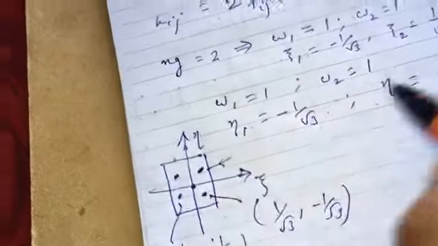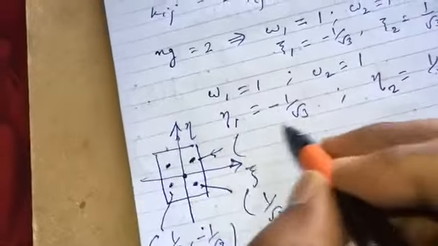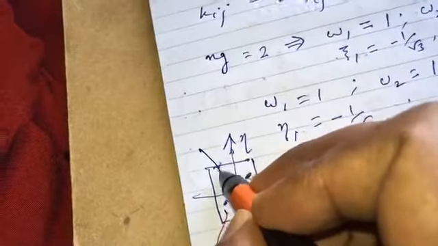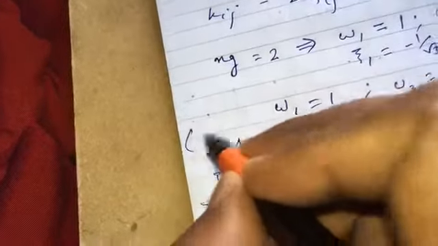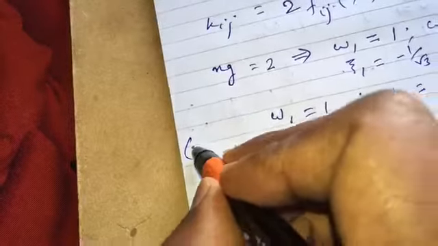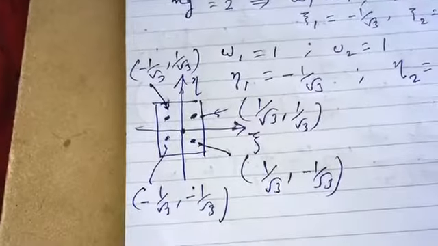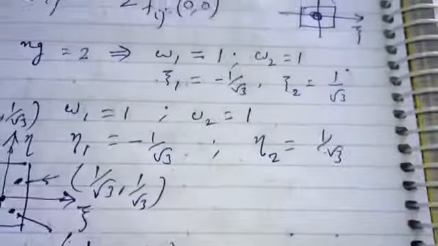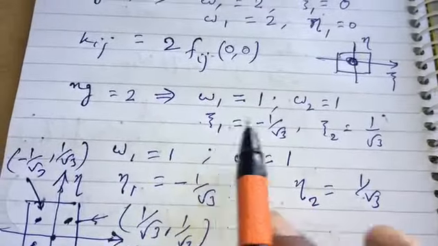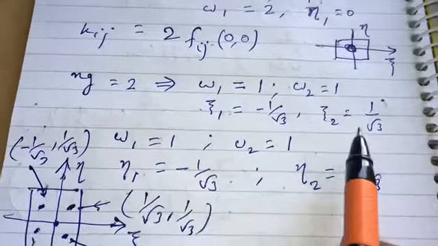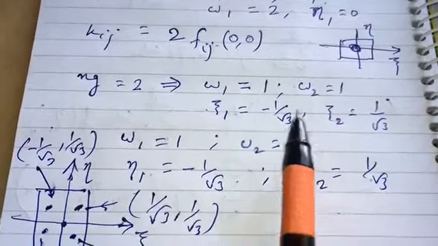Third integration point is 1 over root 3 comma 1 over root 3, and the fourth integration point will be minus 1 over root 3 and 1 over root 3. Okay, so 4 integration points, as we have seen here.